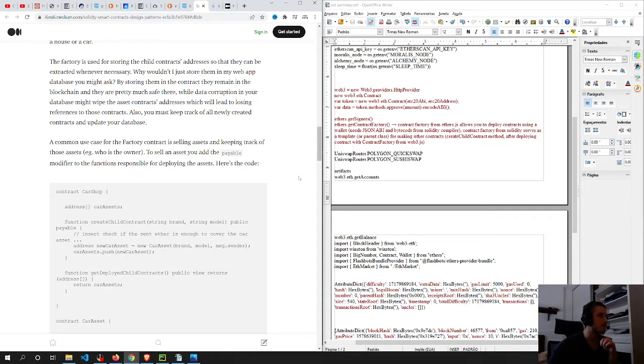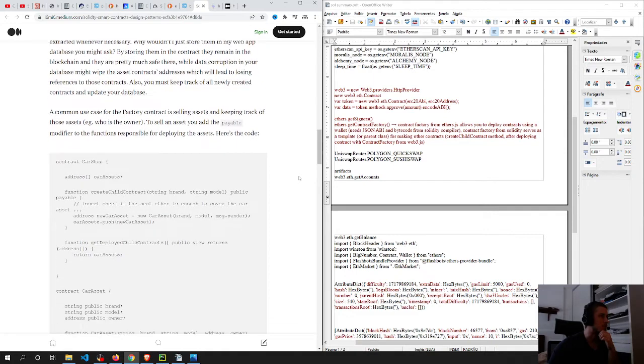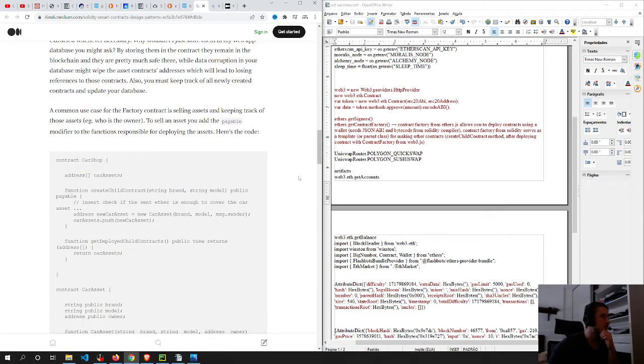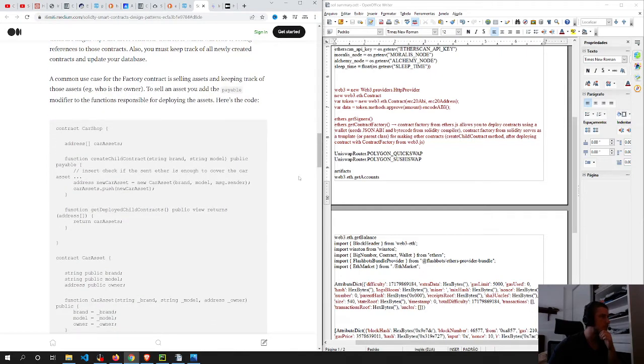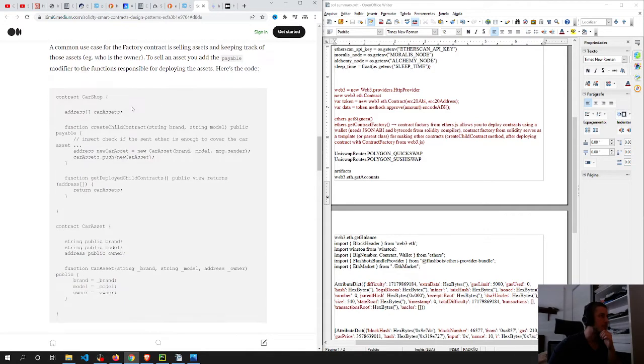While data corruption in your database might wipe the asset contracts' addresses, which will lead to losing references to those contracts. Also, you must keep track of all newly created contracts and update your database. A common use case for the factory contract is selling assets and keeping track of those assets, e.g. who is the owner. To sell an asset, you add the payable modifier to the functions responsible for deploying the assets. Here's the code.